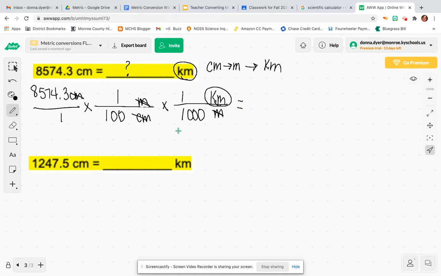Now I've got everything completed. I've canceled out all my units. I have kilometer as my answer, which is what I need. So now I'm ready to multiply across the top.